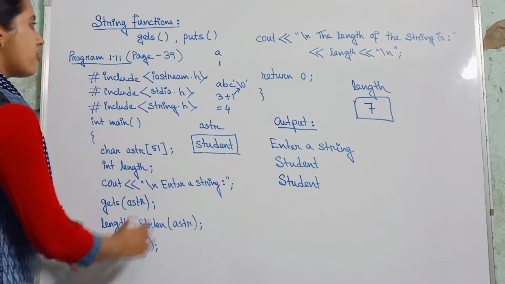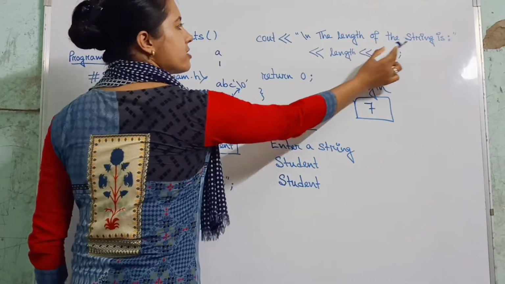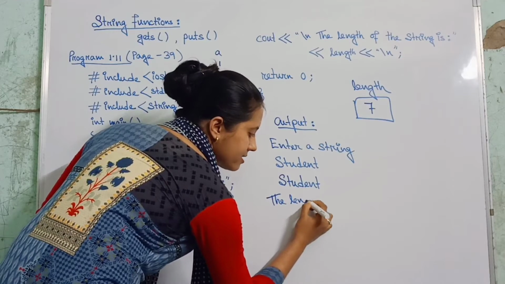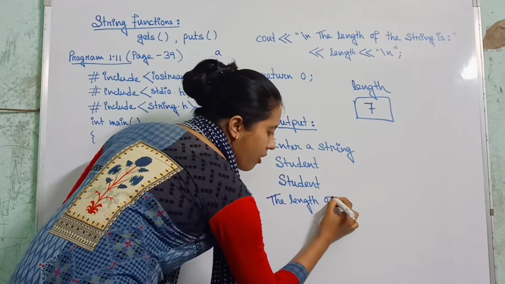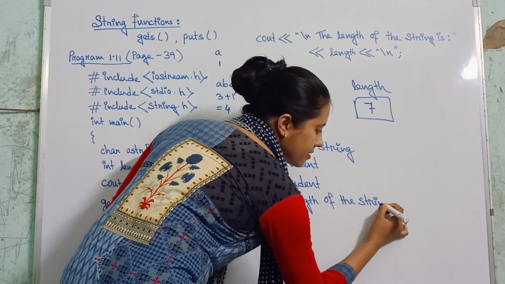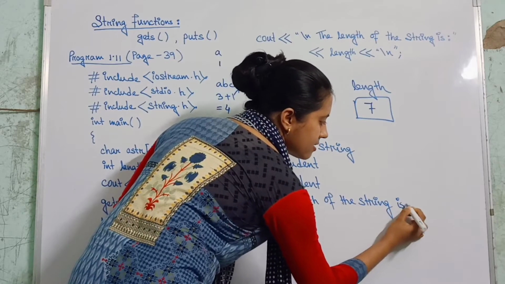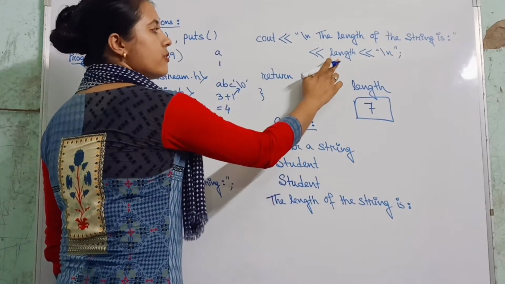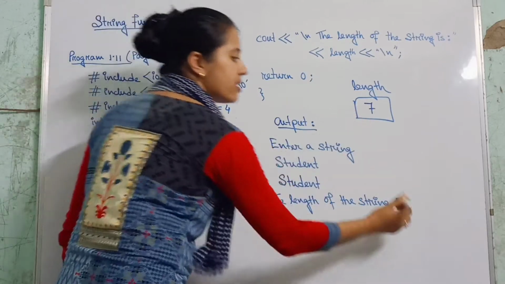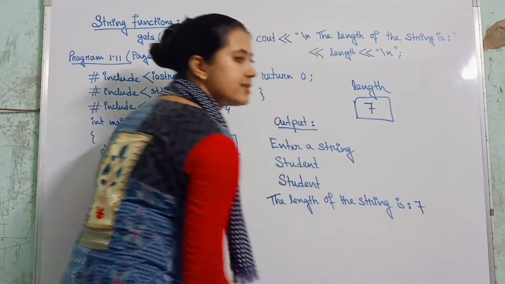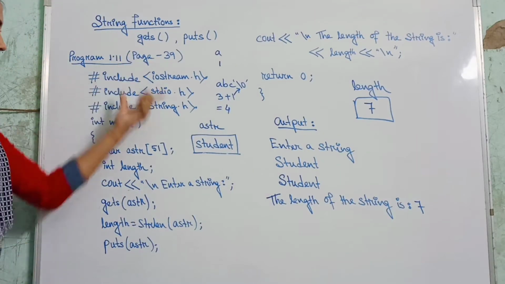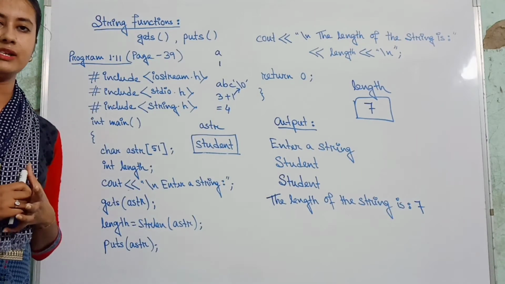Okay. Now what we are getting, see: out, the length of the string is. So here it will display the length of the string is, what is the length? From where we are getting this value length? So length is storing what? 7. So it will display what? 7. Okay, that's all. So this is the program, how we use the gets and puts functions.